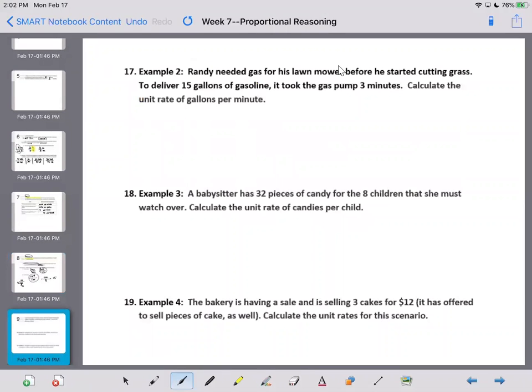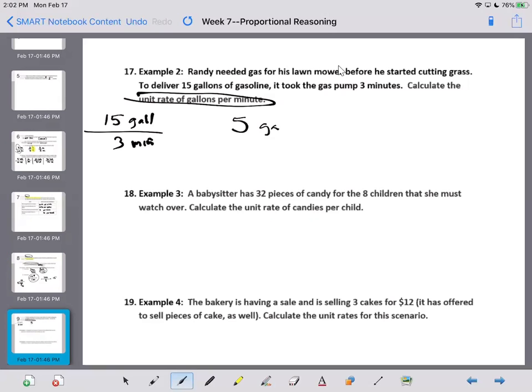Next, Randy needed gas for his lawnmower before he started cutting grass. To deliver 15 gallons of gasoline, it took the gas pump 3 minutes. Calculate the unit rate of gallons per minute. So what you're dealing with is you want 15 gallons in 3 minutes. So it just wants you to calculate the unit rate of gallons per minute. So that would be 15 divided by the bottom term, which is 5 gallons per 1 minute. You know you've got it into a unit rate when you can calculate that denominator to be 1.